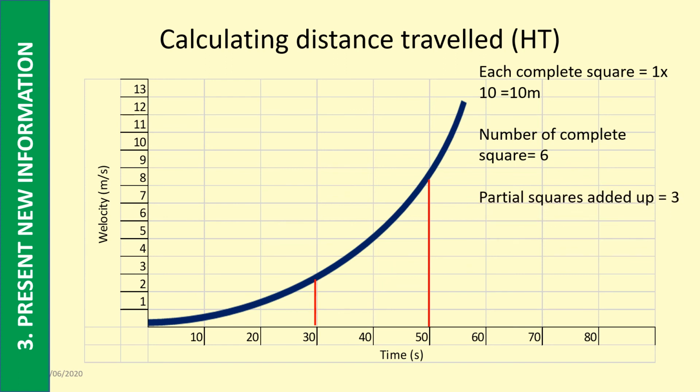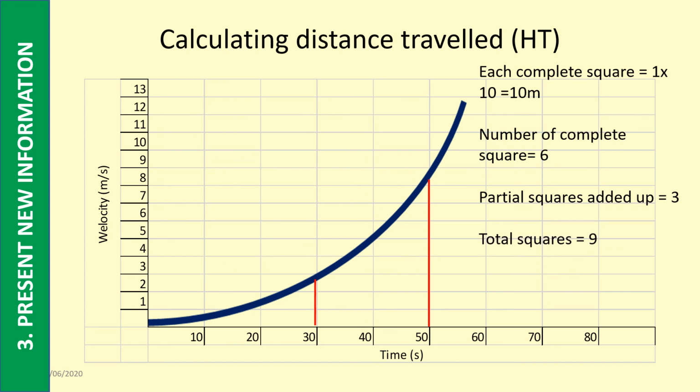Then I would look at all the partial squares. Now this one is almost complete. There's a little bit there that would add together to make a complete square. Then that one and that one would add together. That one and that one would roughly add together. So if I add up these 6 partial squares along the curve, they would add up to about another 3 squares.